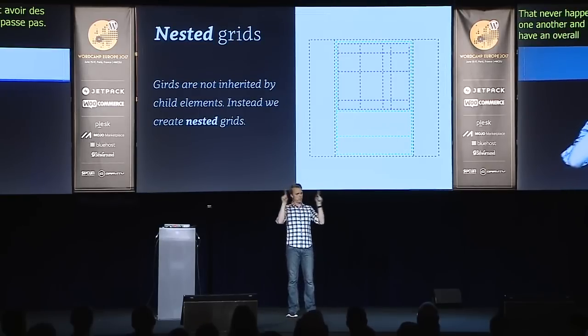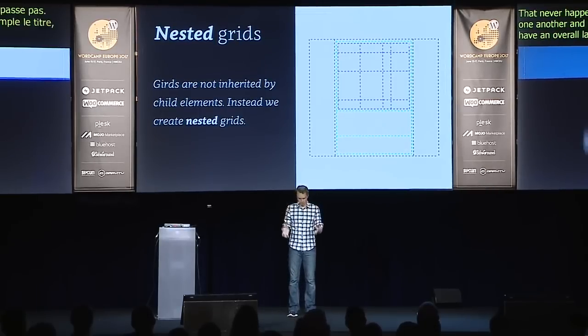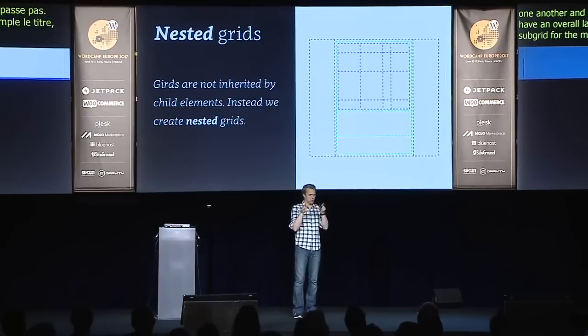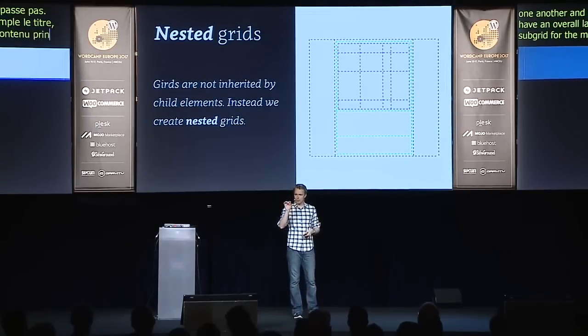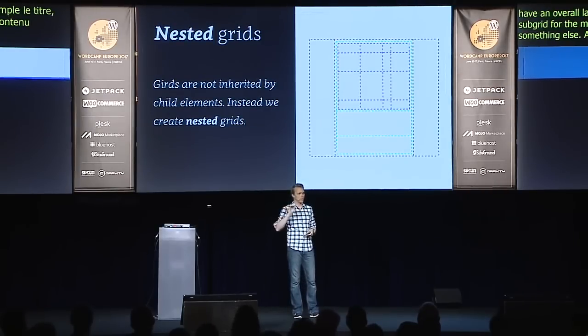Then you can have a subgrid just for the main content layout, and you can even have a grid inside that grid for something else. And you have detailed control of every single component within your layout. And as you know, the new trend in web design is to work on component level. Well, nested grids allow you to literally work on component level.